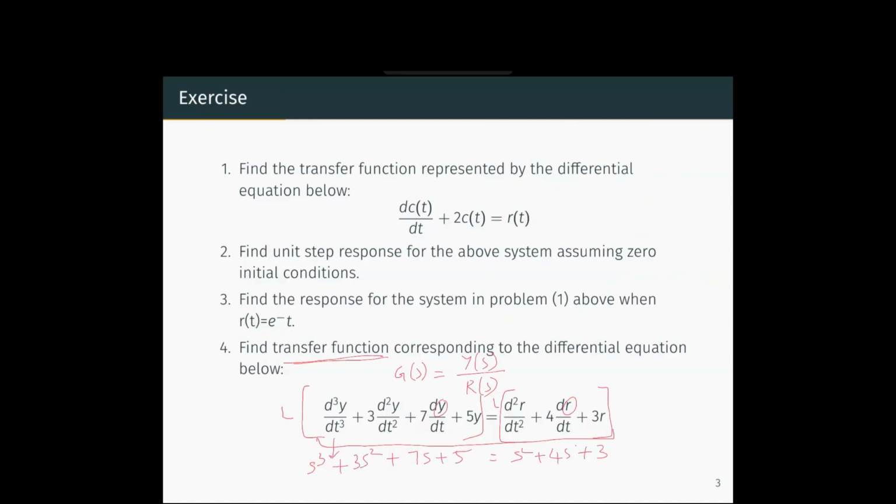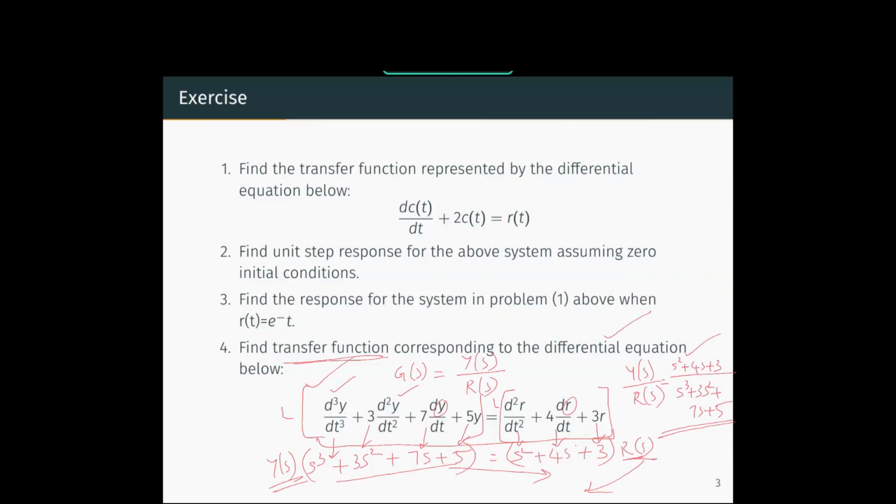Taking the Laplace transform of d cube y, you get s cube Y(s), and of d square y you get 3 s square Y(s), 7s Y(s), and 5 Y(s). Taking Y(s) as common, on the right-hand side you have s square R(s), 4s R(s) plus 3 R(s). To get the ratio Y(s) by R(s), you take this to the other side. So it will be (s square plus 4s plus 3) divided by (s cube plus 3s square plus 7s plus 5). This is how a Laplace transform is used to get the transfer function from a differential equation.